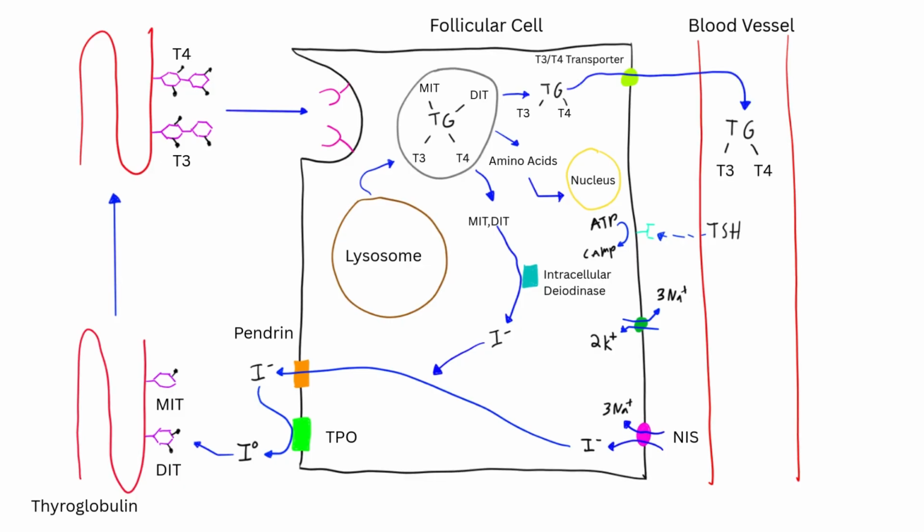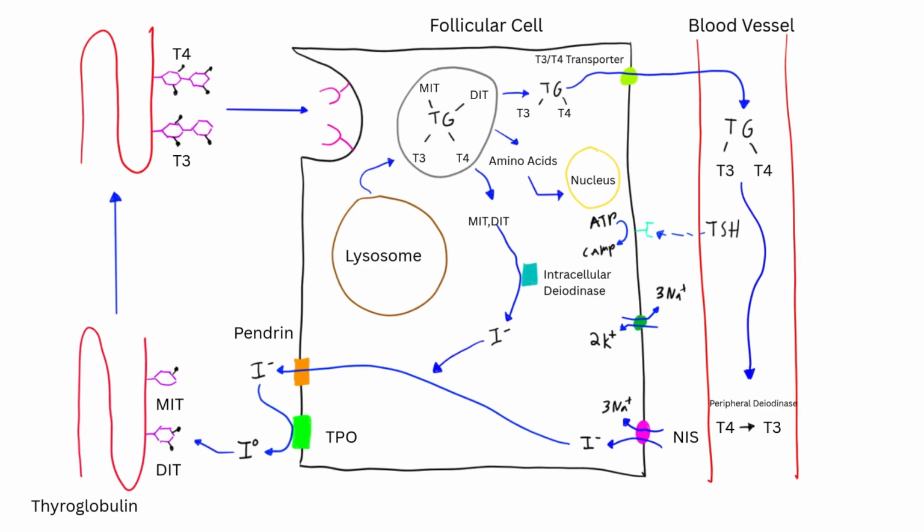On the basolateral membrane, a T3 and T4 transporter moves the newly synthesized thyroid hormones across the membrane into the blood vessel. Inactive T4 can be converted to active T3 by peripheral deiodinase when needed.